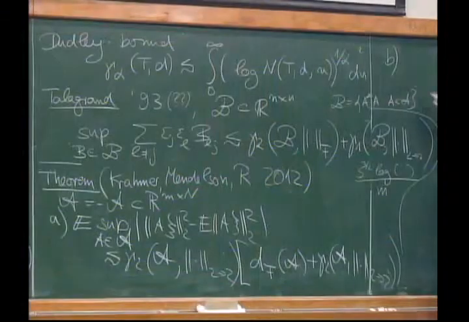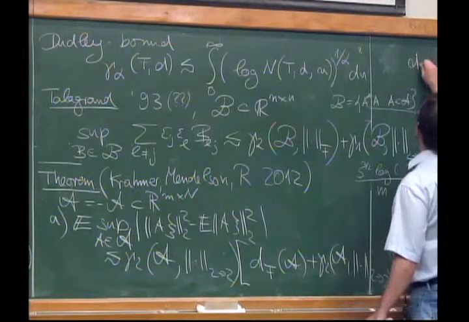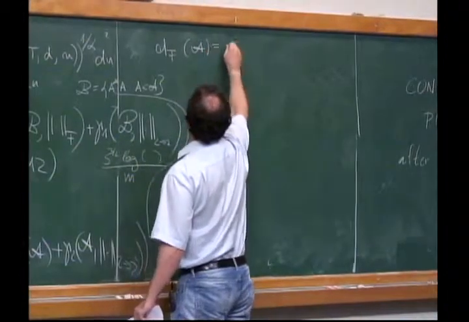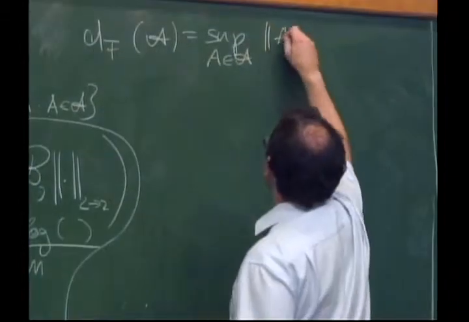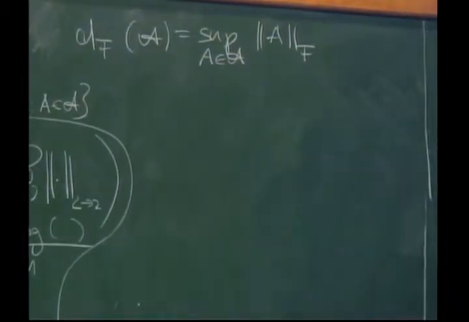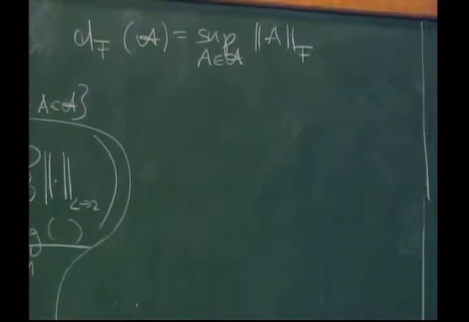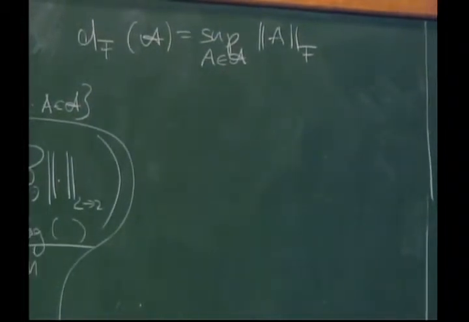Okay, maybe I write it. That's the supremum over all A of the Frobenius norm. Well, with the risk that we forget about it.